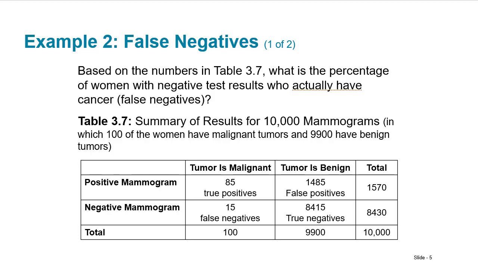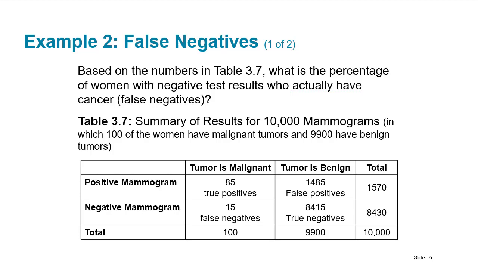So based on the numbers in table 3.7, what is the percentage of women with negative test results who actually have cancer? These are what we would call false negatives. So this is a table of summary of results of 10,000 mammograms in which 100 of the women have malignant tumors and 9,900 have benign. If you don't know what that means, malignant means it's cancerous, benign means it is not. Okay, so keep that in mind.